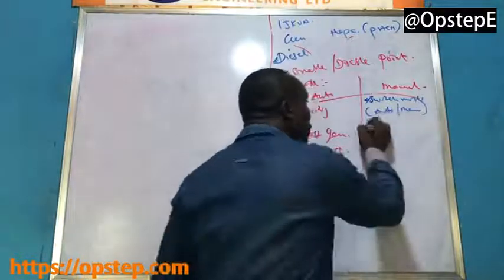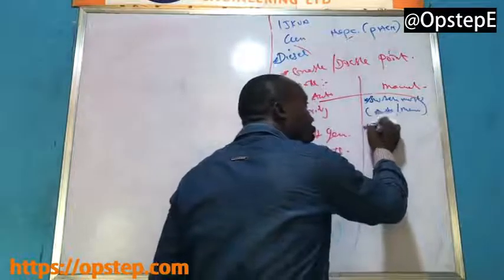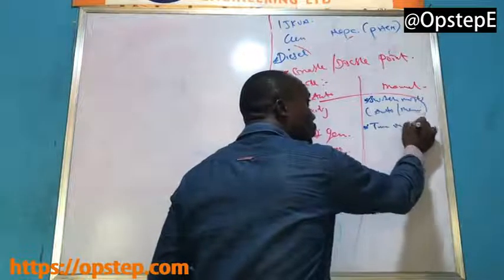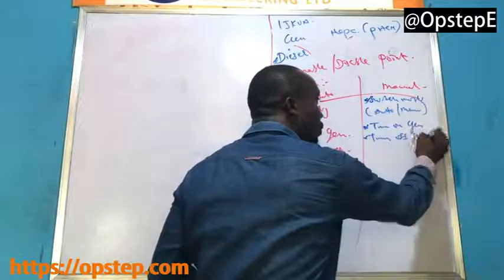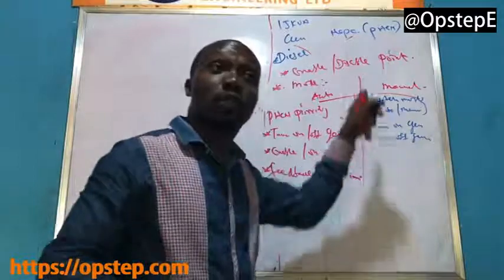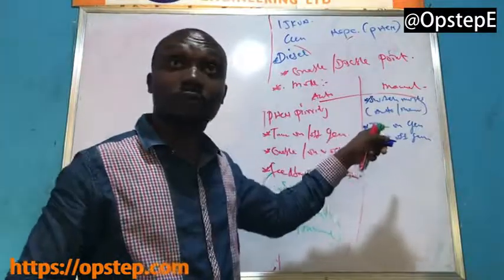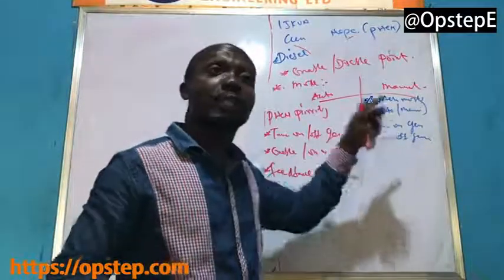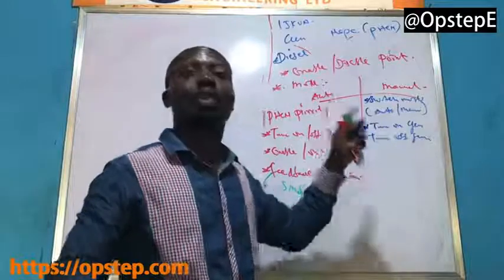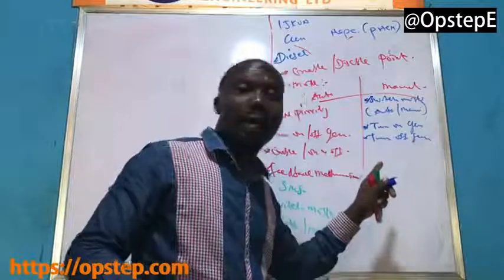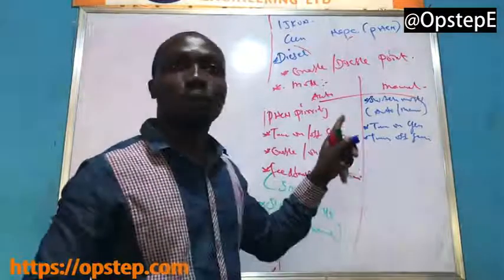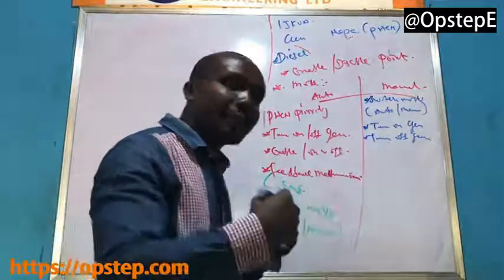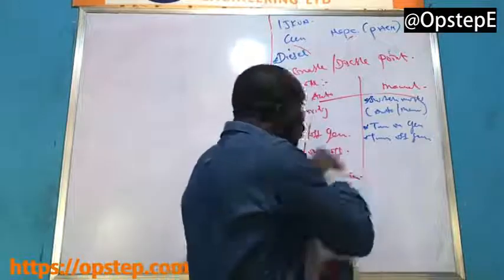Also in the manual mode, you can turn on the generator, and then you can turn off the generator. Two things you can do in the manual mode: you can turn the generator on, you can turn the generator off. And every time you do so, it sends you an SMS to let you know this is what I am doing, or this is what I am able to do. Does it make sense?